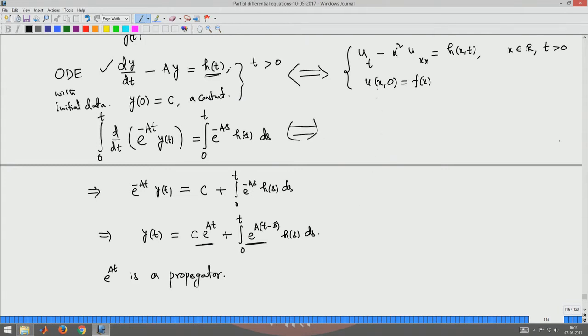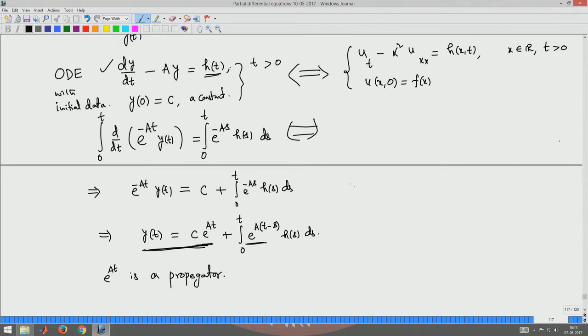So, how does it look? So, what is the solution? This is e power at, the solution if h is 0. If h is 0, then this is the solution of the homogeneous equation with the initial data. So, I know if h is 0, I know its solution. Okay. So, that solution is my propagator.